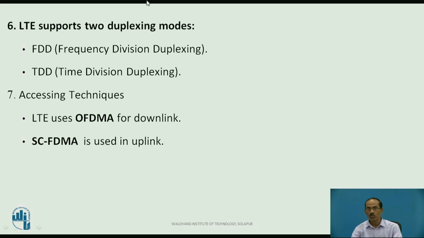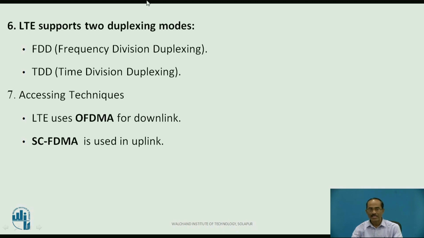LTE supports two duplexing modes: FDD, frequency division duplexing, separate frequency bands for uplink and downlink; TDD, time division duplexing, uplink and downlink share the same band but are separated by time slots.